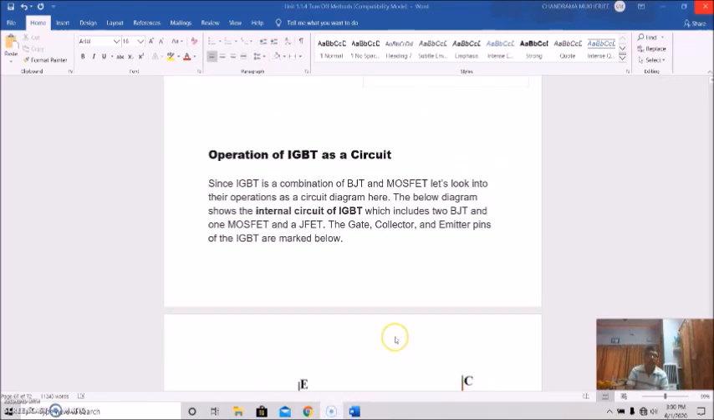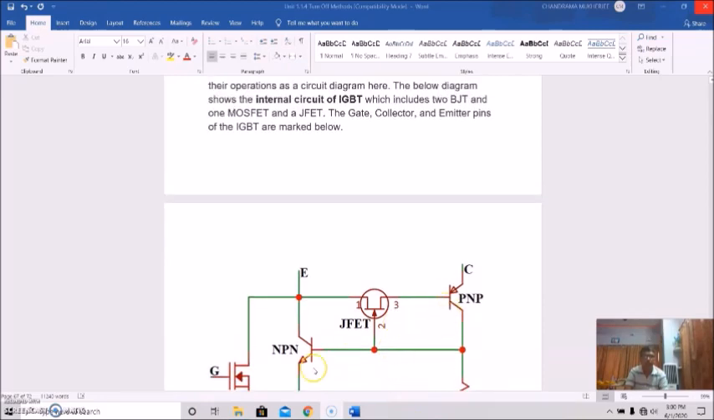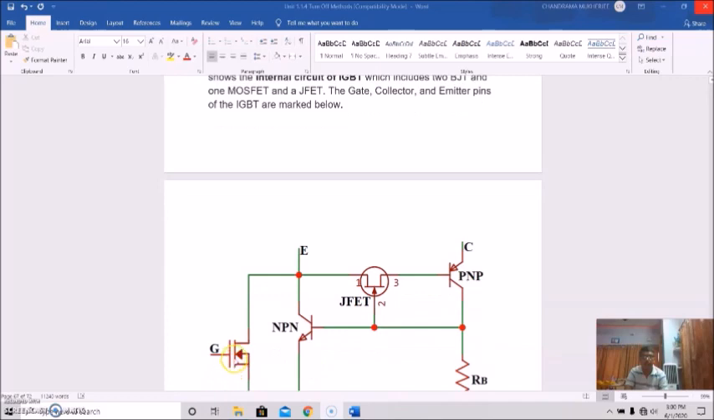Now, operation of IGBT as a circuit. Since IGBT is a combination of BJT and MOSFET, let us see its operation as a circuit diagram. Here is the internal circuit diagram of IGBT, which includes 2 BJT and one MOSFET and another JFET. The gate, collector and emitter pins of the IGBT are marked here. So this is the internal circuit diagram of IGBT.